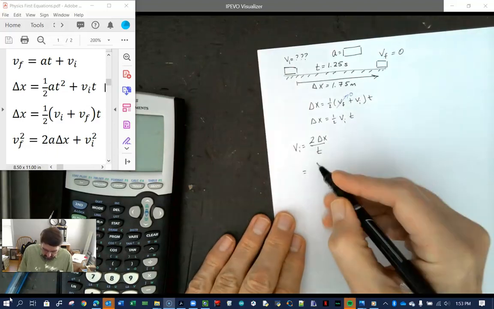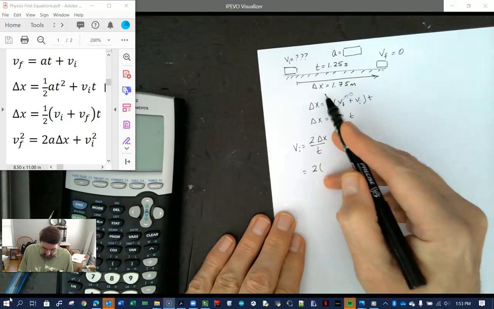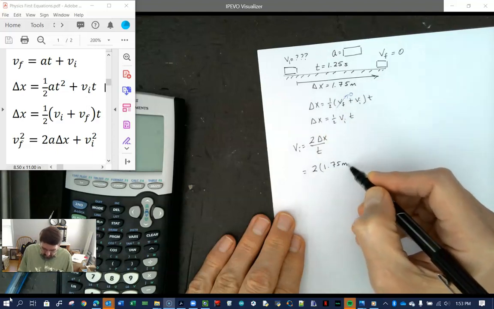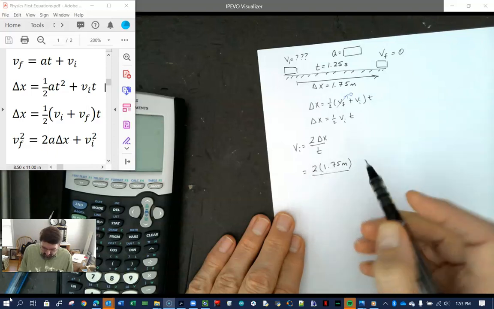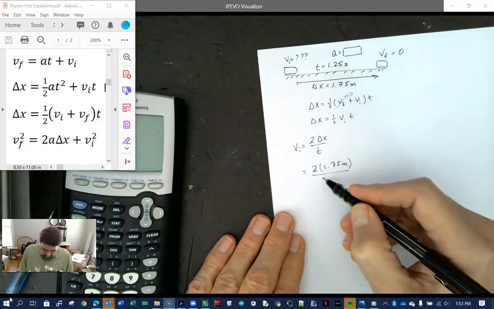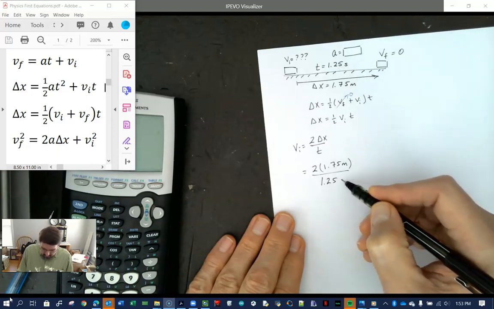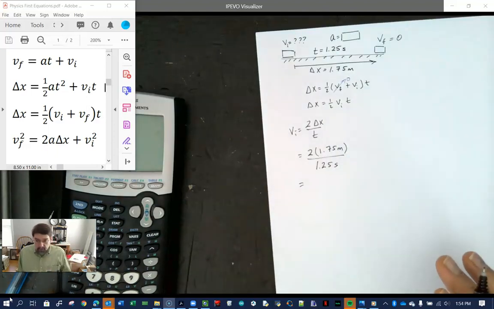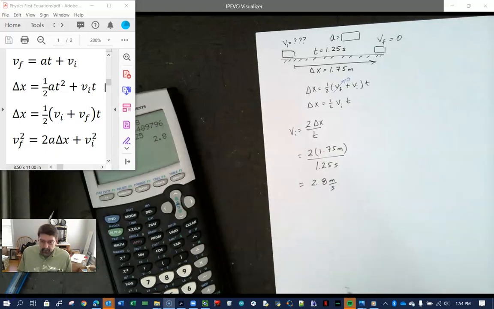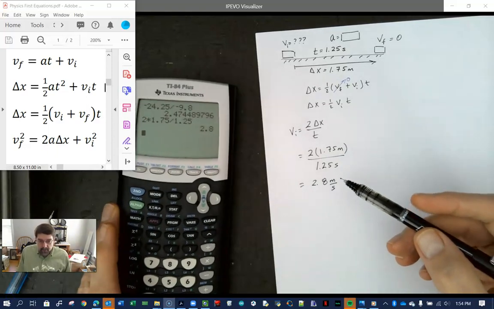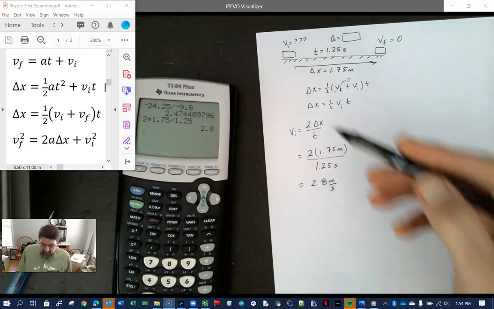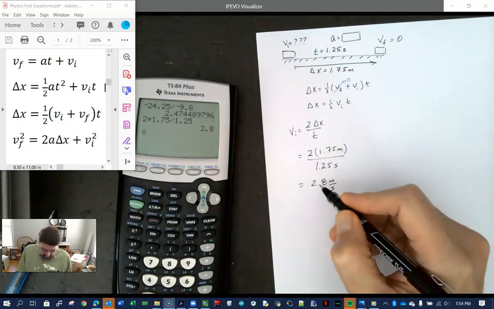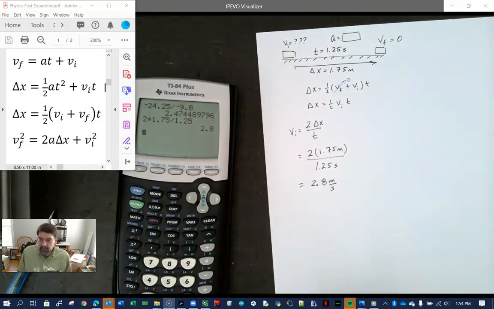All right, so now we plug in 2 times delta X. I'm going to go with Will's estimation. I like that. 2.75 meters divided by T. Again, using Will's number. Okay, and then we can pause this calculator. Okay, and through our calculator, we get that the initial velocity, the velocity that it had on the left side of the screen, was 2.8 meters per second. Okay, yay.